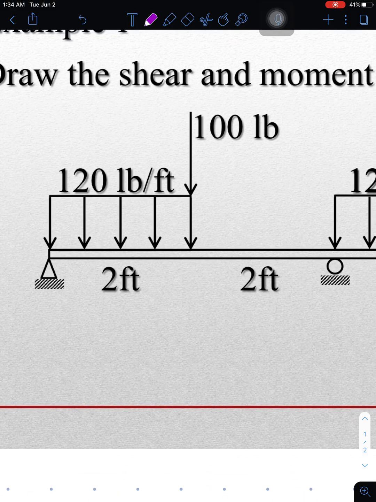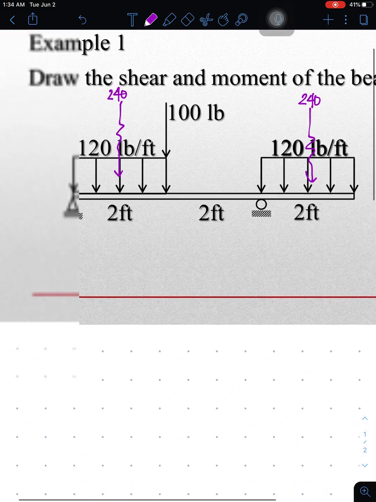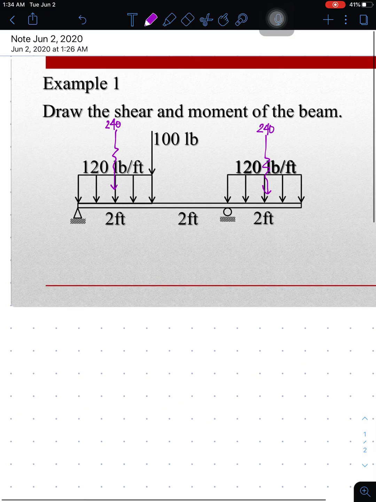So this is 120 times 2, which is 240. Then on the other side, it's still the same, 240, and it's located at the middle of the distribution.